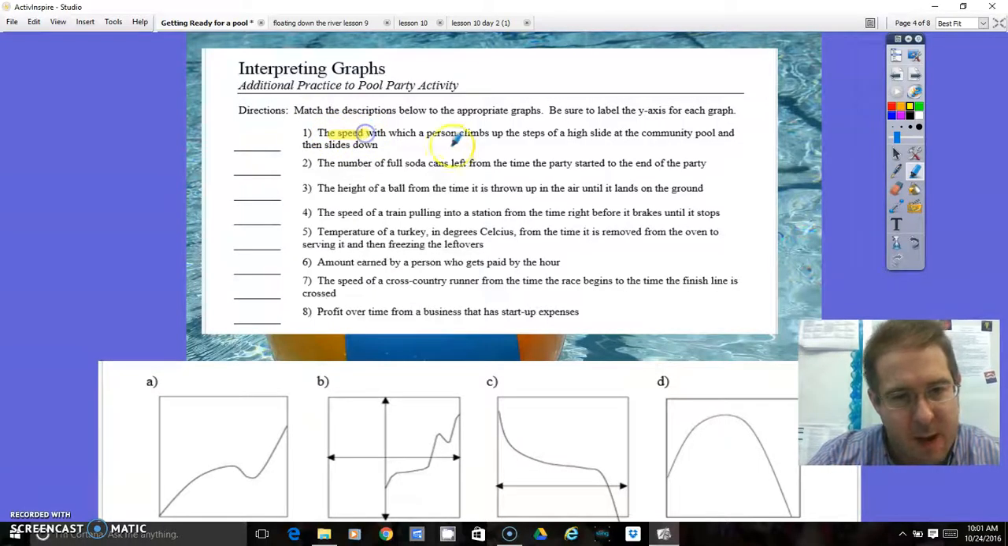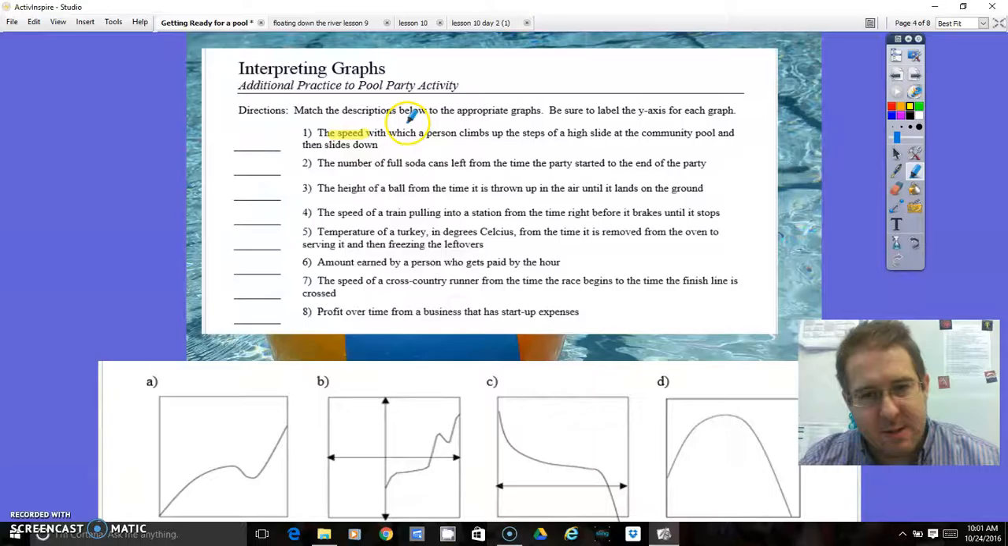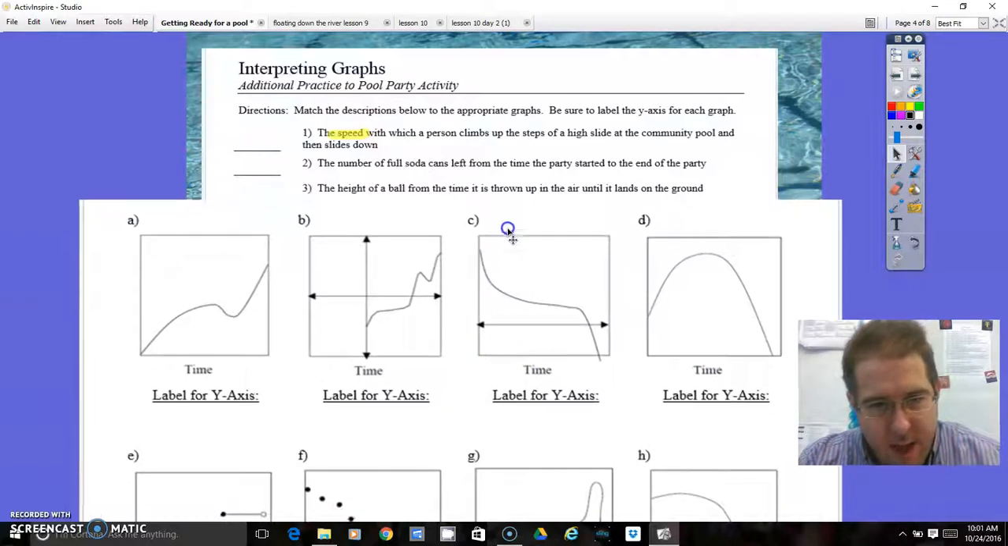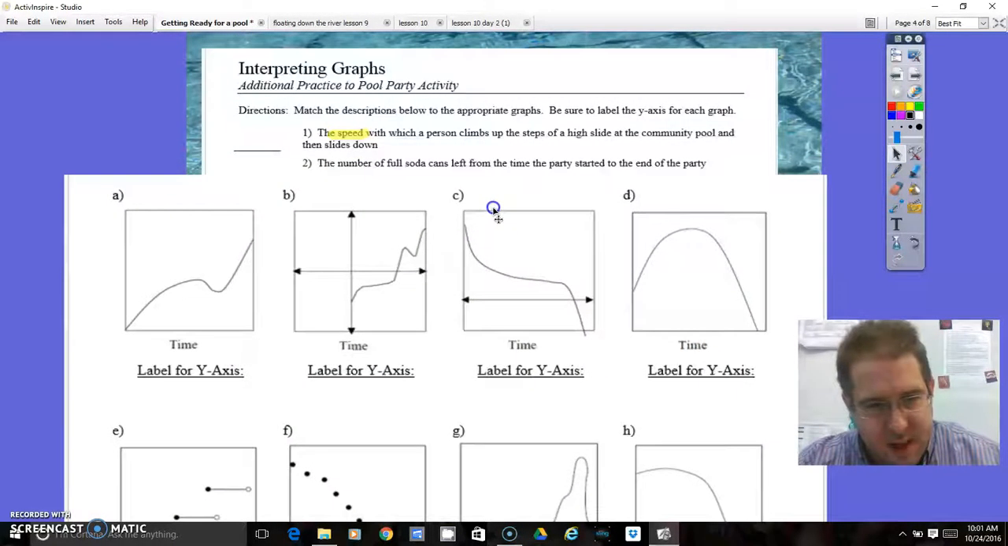Then we're talking about speed versus height, in which a person climbs up the steps of a high slide at the community and then slides down. So we're talking about speed in this case. Speed over time. I'm sorry, I said height. So we're looking for something that shows speed as they climb up a high slide.